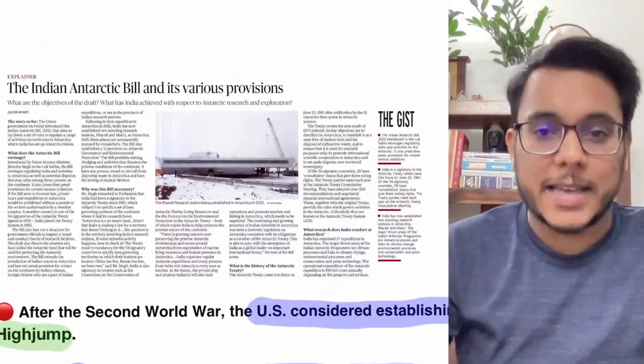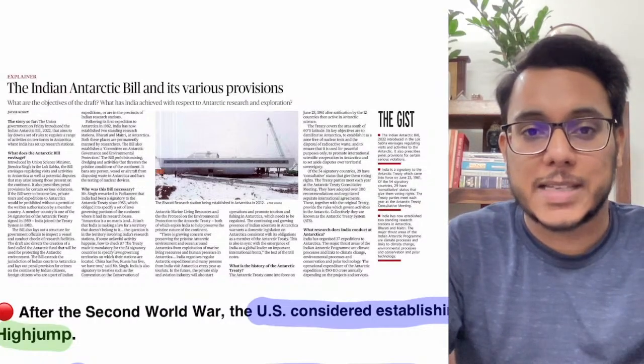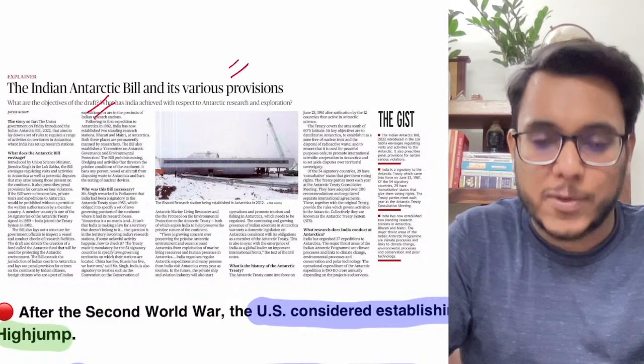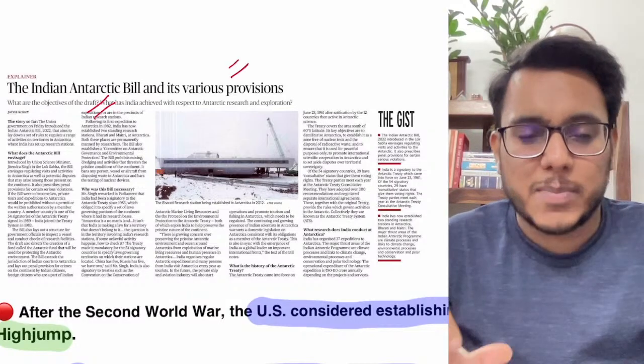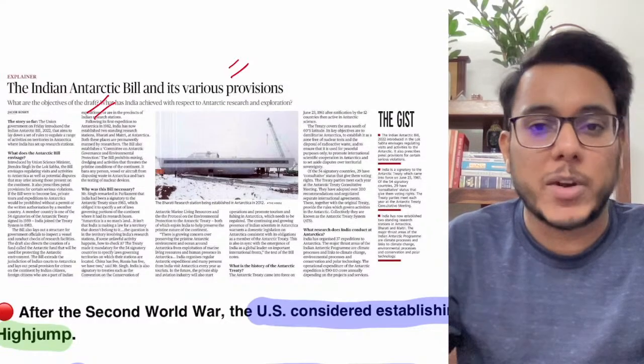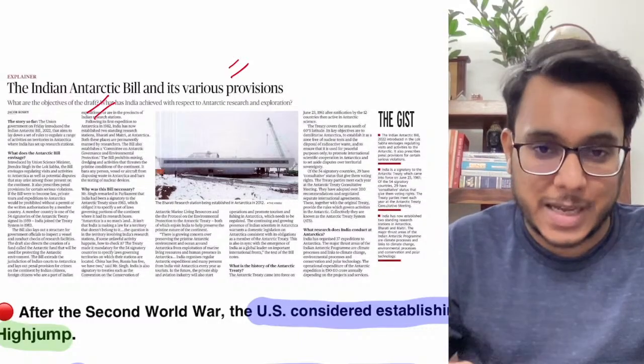Now, understanding the first article, this article we have taken from the Text and the Context section of the Hindu newspaper, the Indian Arctic bill and its various provisions. Now guys, before understanding this particular article, we will be understanding some of the background information that is very much important for making more sense of this article.